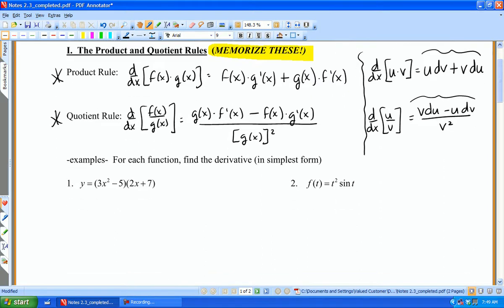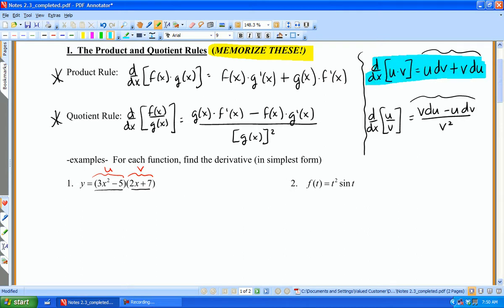Okay, let's try applying these. Okay, so the first one, I want to take the derivative of 3x squared minus 5 times 2x plus 7. Now I could go ahead and FOIL that all out, and then I would just have a polynomial and I could take the derivative like I did in 2.2. But I'm going to try using the product rule. So I'm going to call this first part u and this second part v, and then I'm going to be applying this product rule up here.